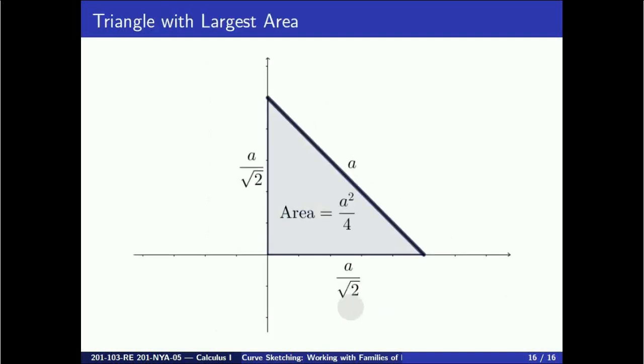In the next figure, we see the triangle that has the largest possible area, which is a squared over 4, and this triangle, as explained, is the one that has the base and the height of the same length. In this case, they are both equal to a over root of 2.